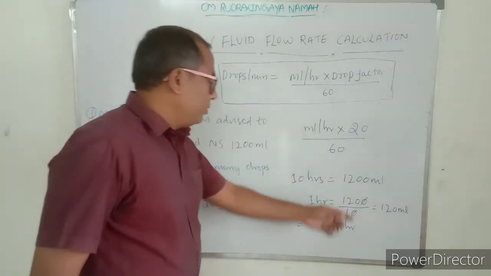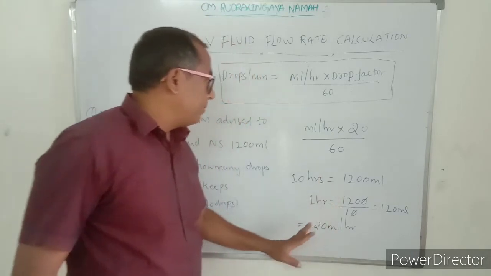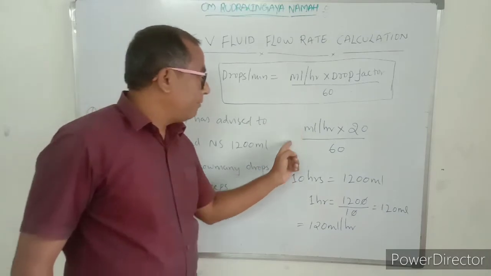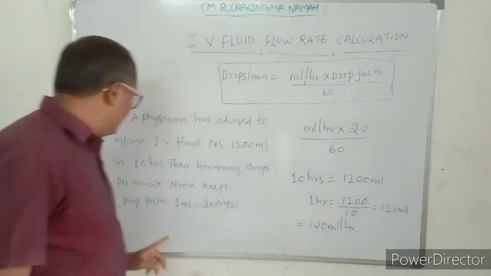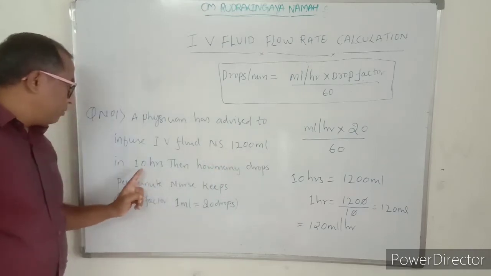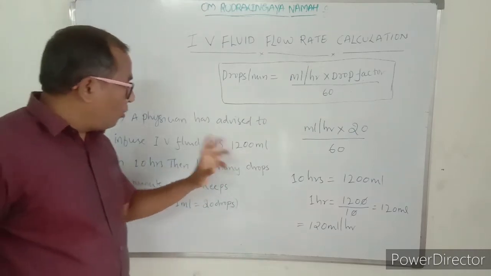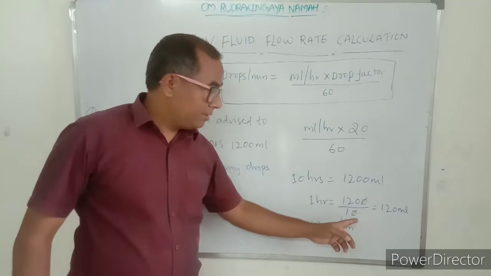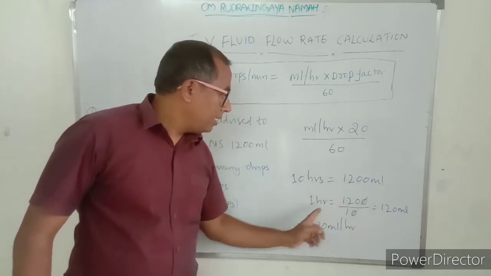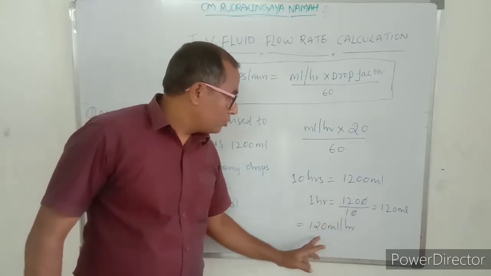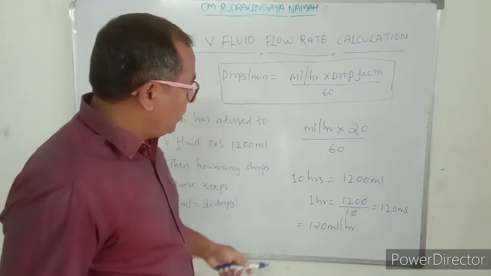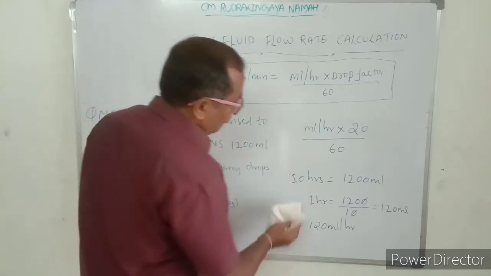So this is how we have to calculate the ml per hour, because ml per hour has not been given here. So that we have to calculate. Okay. So 1200 ml has to go in 10 hours, means how much it has to go in 1 hour. So in 10 hours 1200 ml, in 1 hour it is 120 ml. So thereby we calculate the ml per hour. Okay. Now we have to put this ml per hour into the formula.